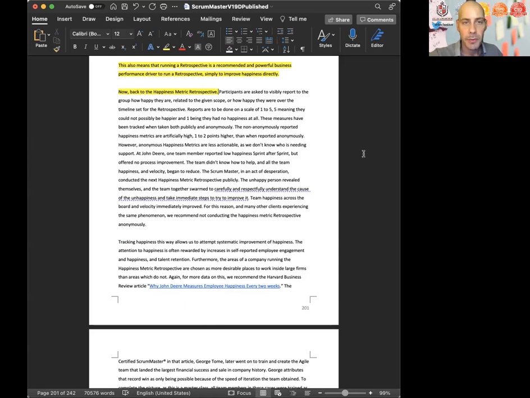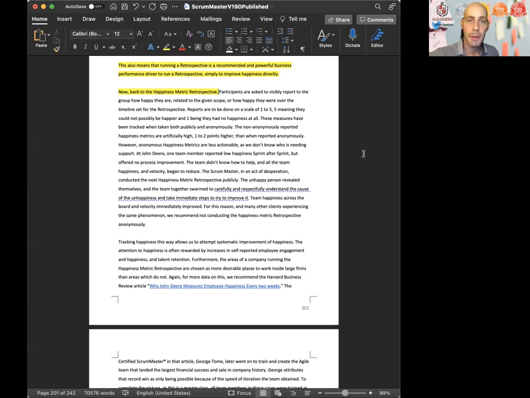These measures have been tracked when taken both publicly and anonymously. The non-anonymously reported happiness metrics are artificially high, 1 to 2 points higher than when reported anonymously. However, anonymous happiness metrics are less actionable as we don't know who is needing support. At John Deere, a previous client of mine, one team member reported low happiness sprint after sprint, but offered no process improvement. The team didn't know how to help, and all the team happiness and velocity began to reduce. The retrospectives were anonymous at this point.